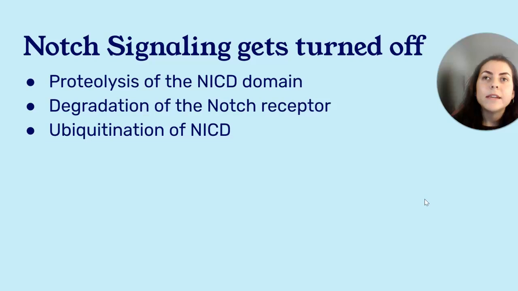Since it is irreversible, you can't go back into previous states, so there are different ways that the Notch signaling will get turned off. You can do proteolysis, so you can completely degrade the NICD domain to make sure it doesn't go into the nucleus to do more transcription. You can degrade the Notch receptor so it doesn't bind to the ligand, so it doesn't turn on the activation gate to make the NICD domain. Or you can have the ubiquitination of the NICD, so killing the NICD, so it can't go into the nucleus in order to initiate transcription of the gene.